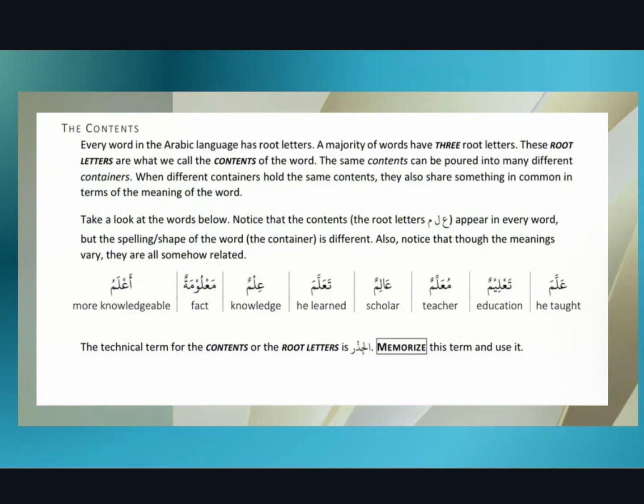The technical term for contents or root letters is al-jizr. Al-jizr is the root letters. Ain, lam, mim are the root letters. The jizr of all these words is ain, lam, mim. So we have to memorize this as well. You can go through it again if you did not understand it properly.